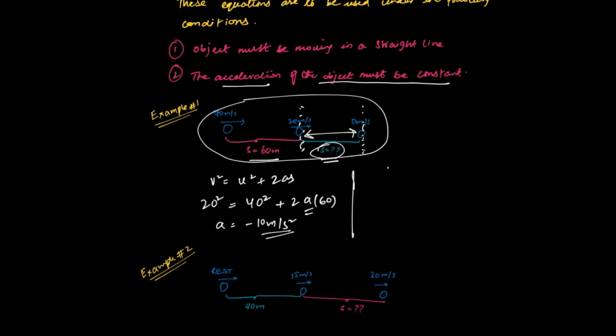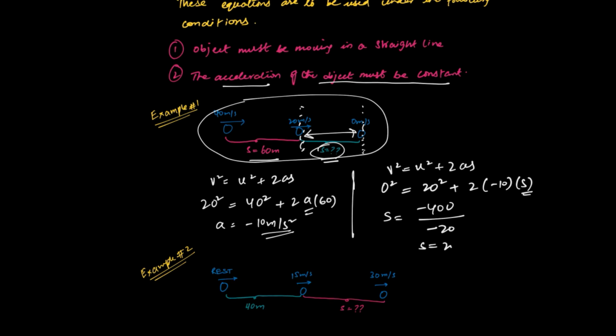So again, applying the same formula, v square equals u square plus 2 into a into s, we know that the final velocity would be 0, the initial velocity is given to be 20, plus 2 times acceleration, which is minus 10, and the displacement is unknown. Rearranging the formula to make displacement the subject, minus 400 divided by minus 20 will give me my displacement, and the displacement comes out to be 20 meters.